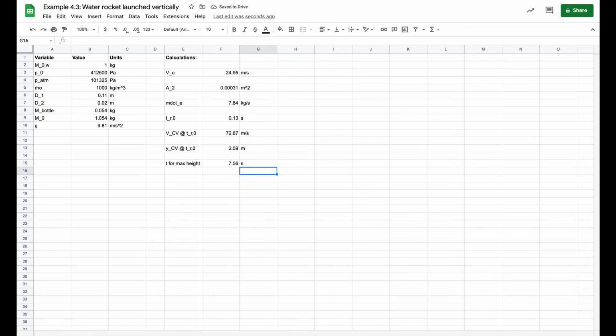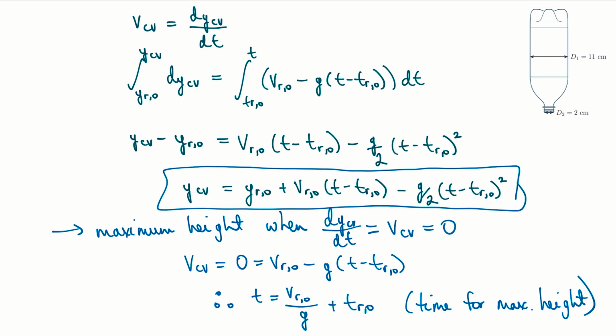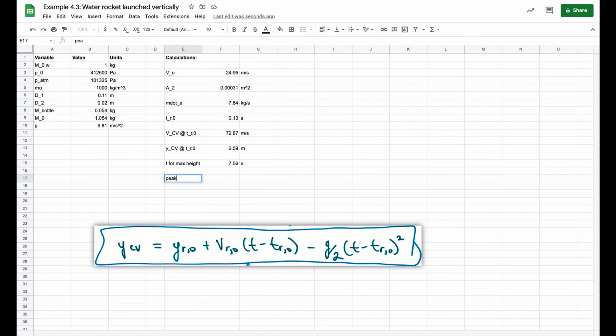Okay, awesome. So that's the time it will take to reach its max height. And then to get the value of that peak height, we can just take that time and substitute that back into our equation for the height, which is this one here. Okay, that's great. So we've got our value.